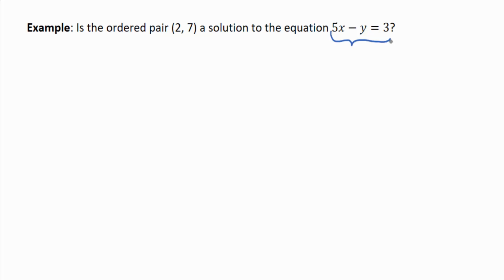So in this example, I'm asking, is the ordered pair 2, 7 a solution to this equation 5x minus y equals 3? How do you tell? Do you remember? You plug them in, right? You plug in x equals 2 and y equals 7. And if you get a true statement, if you get 3, then yeah, it's a solution.